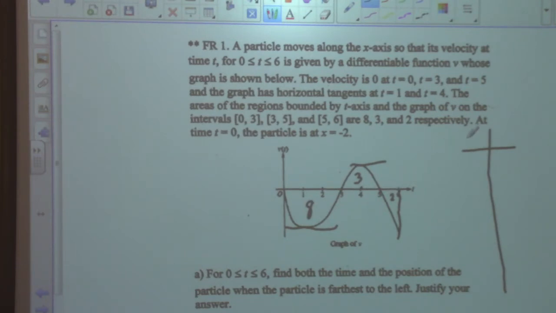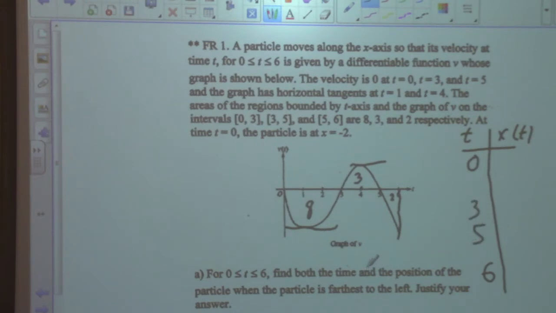You're going to have t, and this is v. We're going to call it x of t. So what are the values we put in here? Okay, the values are the endpoints and the critical numbers between the endpoints. What are your endpoints? 0 to 6. Okay, those are your endpoints. And what are the critical numbers in between? So 3 and 5.